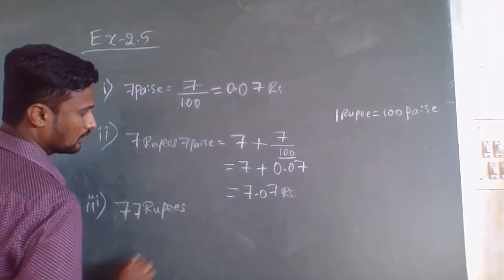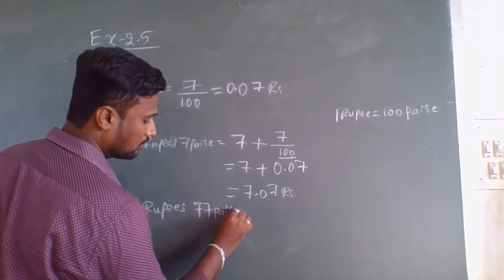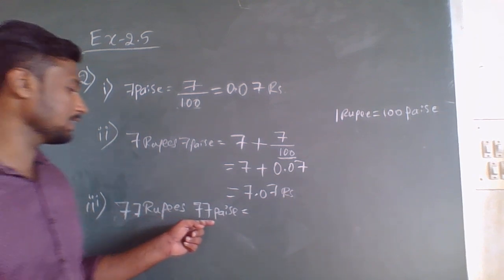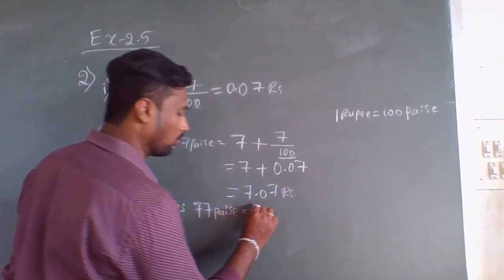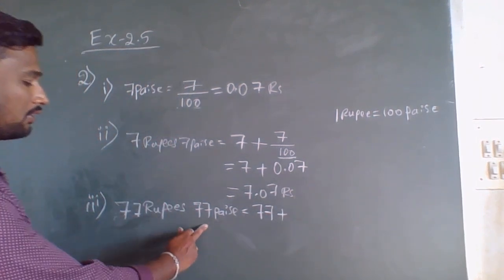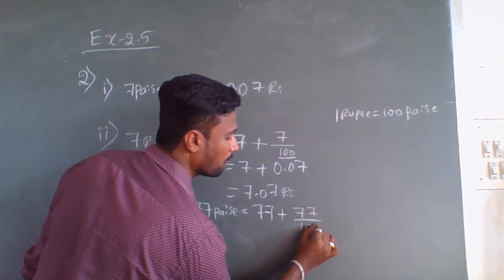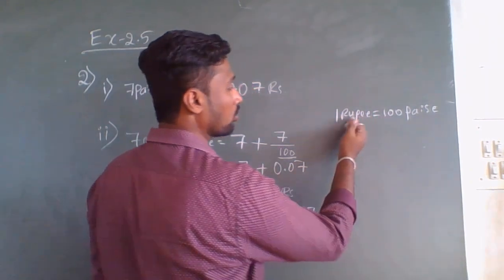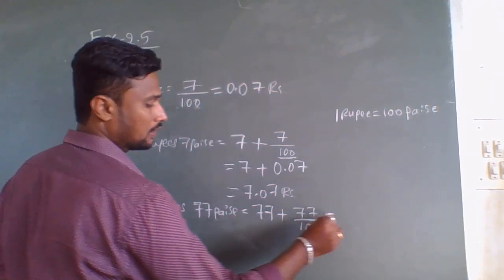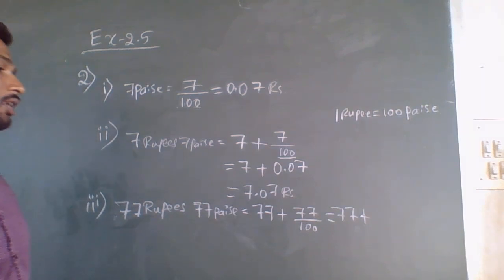77 rupees 77 paise equals what? Here 77 rupees is already in rupees format, and the 77 paise should be converted to rupees format. So 77 plus 77 paise converted, meaning 77 divided by 100. Why? Already you know 1 rupee is equal to 100 paise. Therefore 77 paise equals 77 by 100. Now we convert 77 by 100 to a decimal number. How to convert?